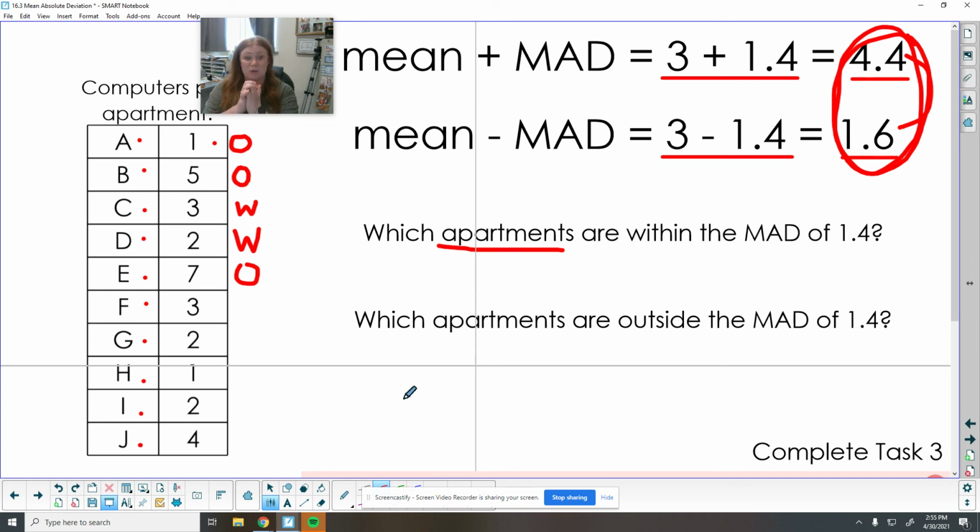Smaller numbers are more consistent, closer together. Bigger numbers, that means it's more spread out, not as consistent of data. Hey, go ahead and finish that up and let me know if you need any help.